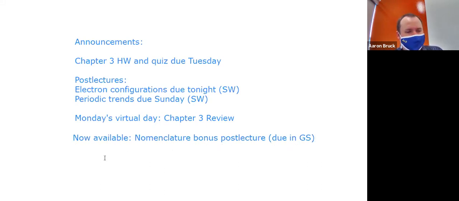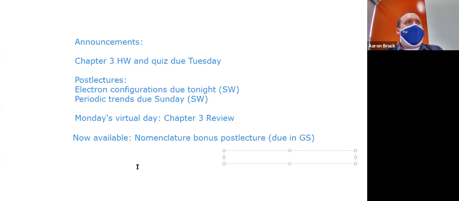Speaking of bonus, as part of the preparation for the nomenclature bonus day, nomenclature bonus proficiency is due on October 4th. That is 2 weeks from this coming Sunday. To help prep for that, there is a bonus lecture in GradeScope on nomenclature.